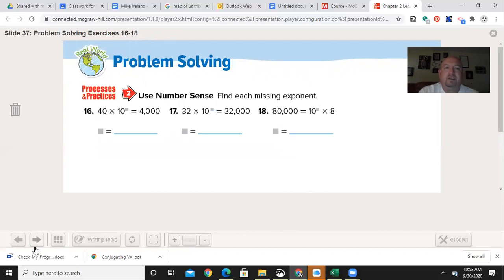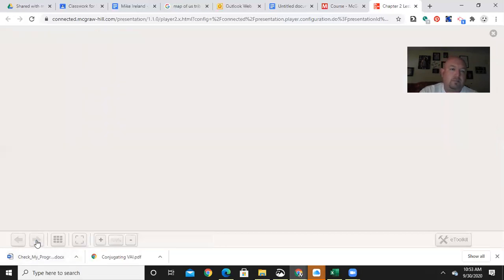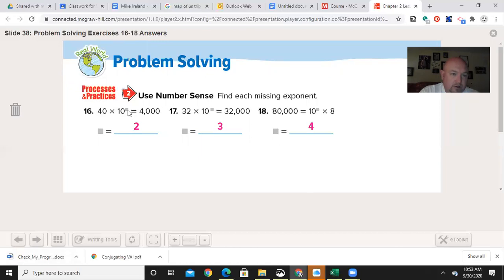Find each missing exponent. Go ahead and pause the video now. Welcome back. So we had 3 zeros here, 1 there. 3 minus 1 is 2. So that tells me there's going to need to be a 2 there. I have 3 zeros, none over here. 3 minus 0 is 3. So I put the 3 there. There are 4 zeros, none over here. So that's going to have to be a 4.